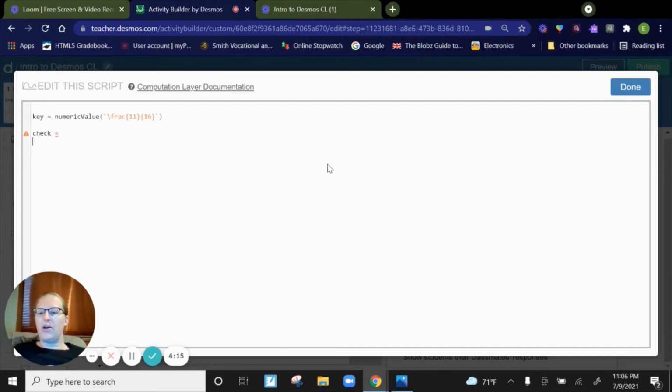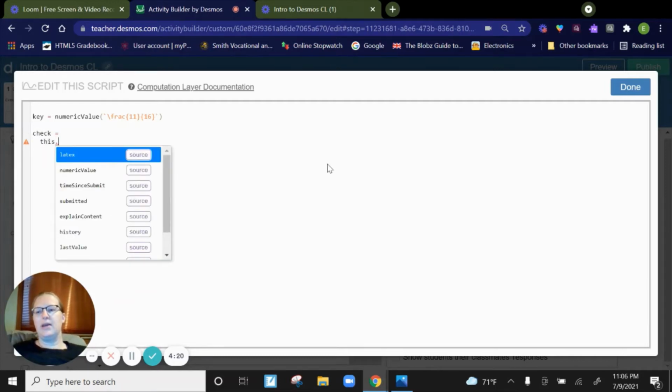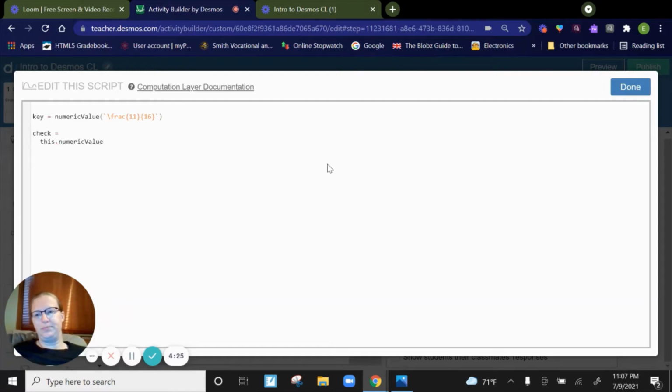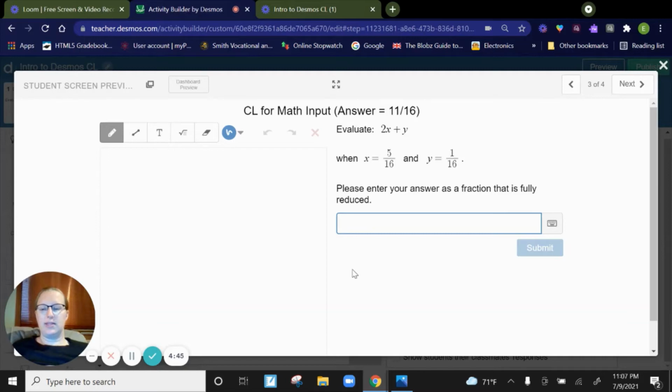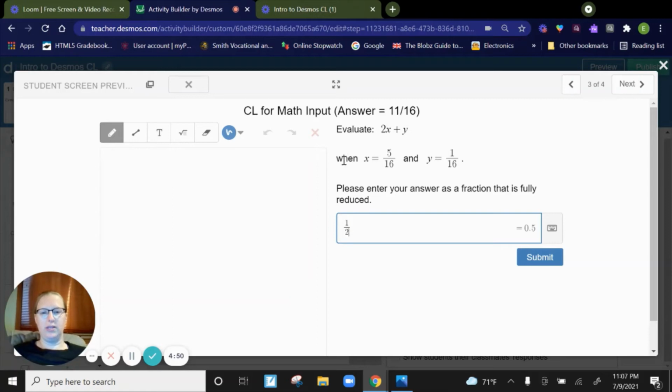All right, so what do we want to check? We want to check that this component, so again, this, and we want to check that its numeric value is equal to the key, that it's correct. And if it passes that, then we probably want to say that it's correct, right? So let's take a look at what it accepts and what it doesn't. We're going to hit done and preview. And let's say a half. Okay, so definitely marking a half as wrong, which is great.